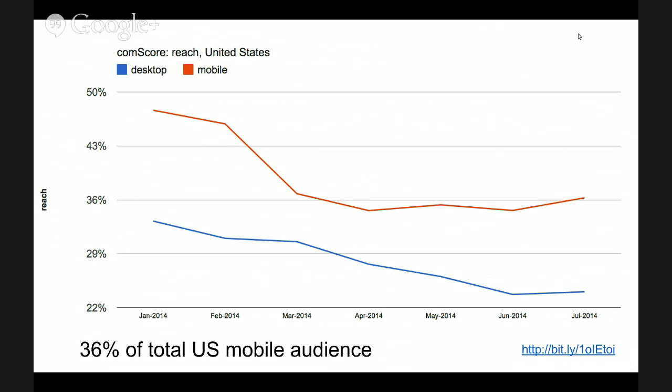This is a plot that shows the reach. What it shows is that currently mobile unique visitors represent 36%, again according to this data, of the total US mobile audience, whereas desktop is around 25% of the total desktop audience in terms of unique visitors.